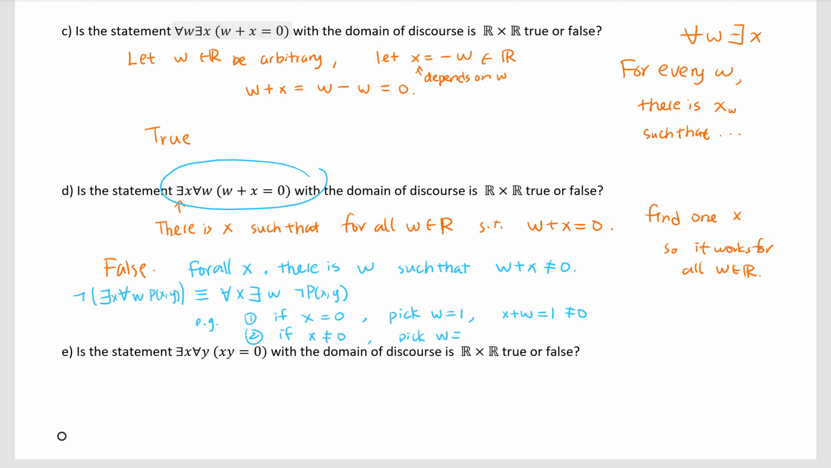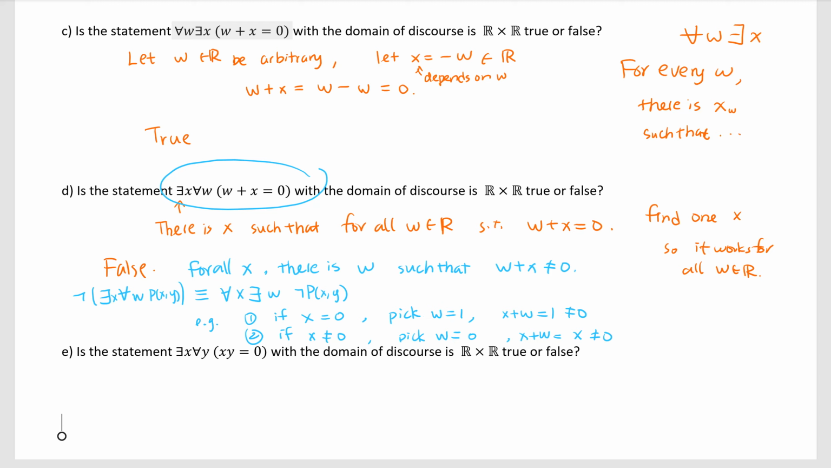Another easier way is we can pick w to be 0. Then x plus w is just x, and because x is not 0, this is not 0. So now we have shown that no matter what x is, we can always find a w. And this w might change. This w might depend on x. That's why you can see here, when x is 0, we can pick w to be 1.